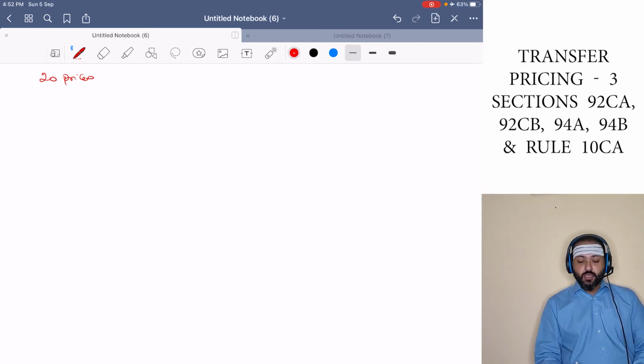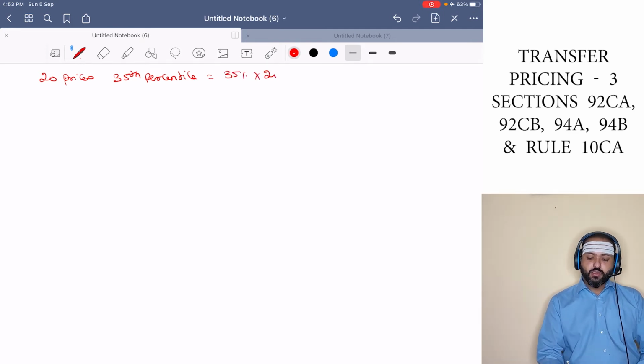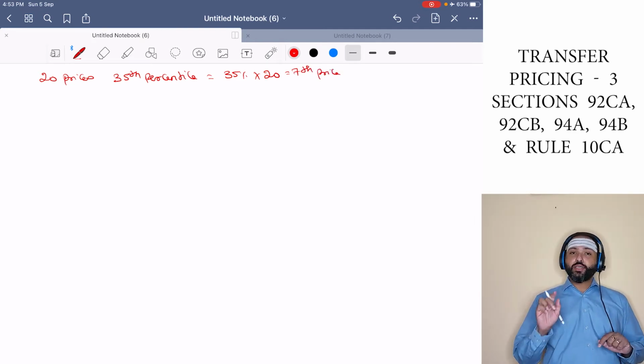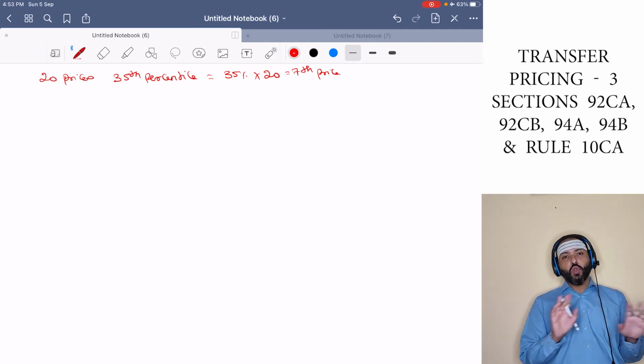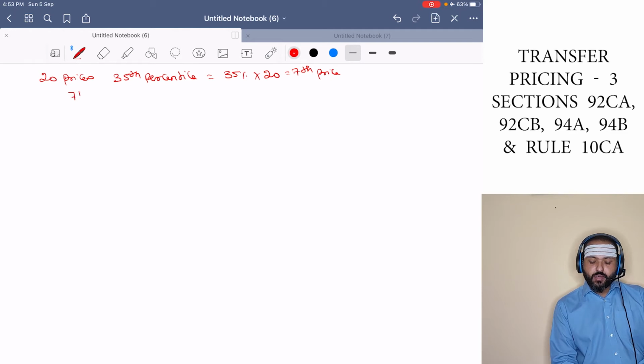I have 20 prices. So what will be the 35th percentile? 35th percentile is equal to 35% into 20. That will be the 7th price. Is this 7 a whole number or not? Yes, it is a whole number. So can I directly take the 7th number? No, you will not take the 7th number. What you will do is the 7th number plus the 8th number divided by 2. This will be the start of the range.